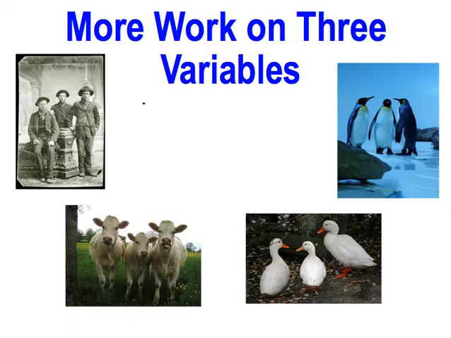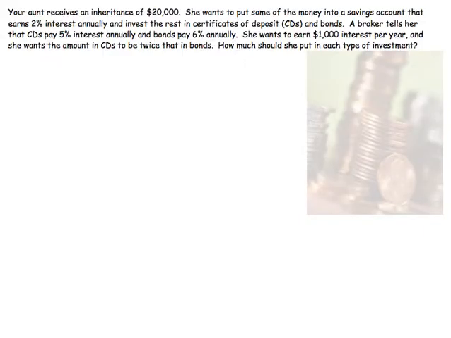This is an extension of 3.4, and this is involving the real-life word problems. Your aunt receives an inheritance of $20,000. She wants to put some of the money into a savings account that earns 2% interest annually and invest the rest in certificates of deposit, also called CDs, and bonds.